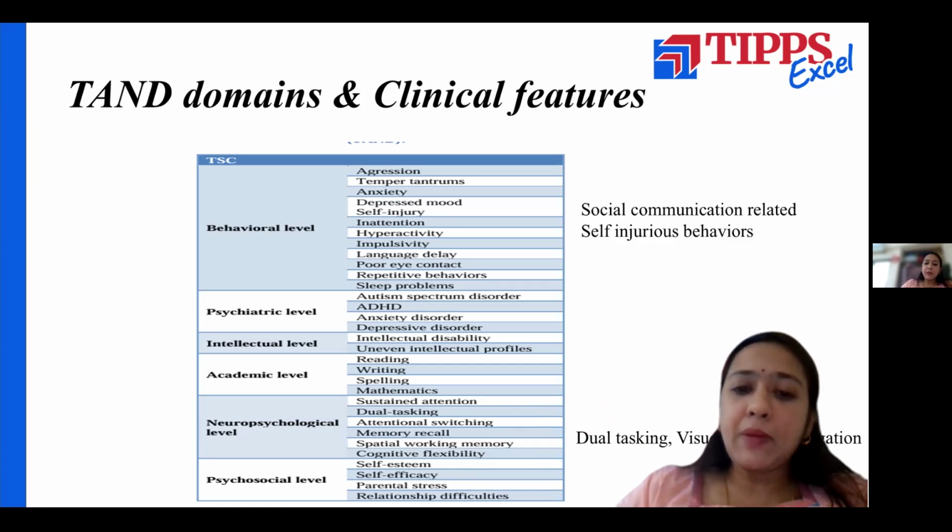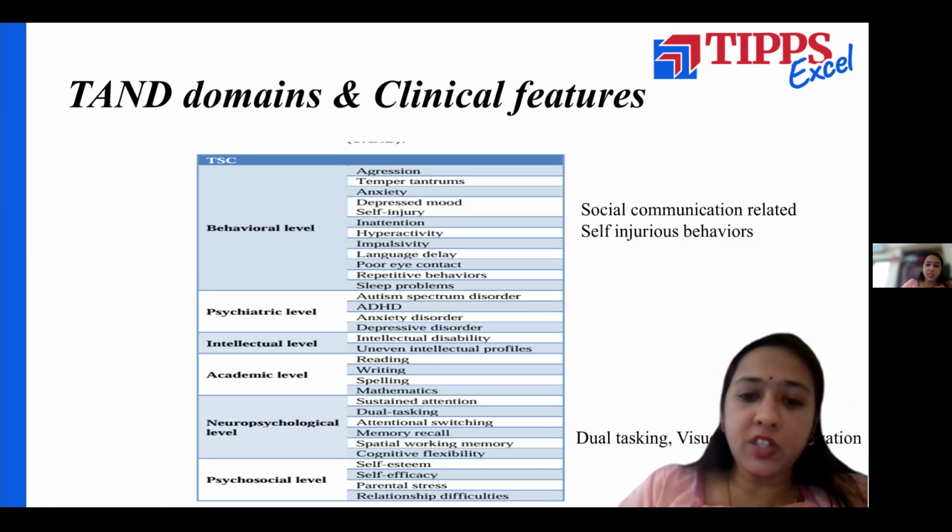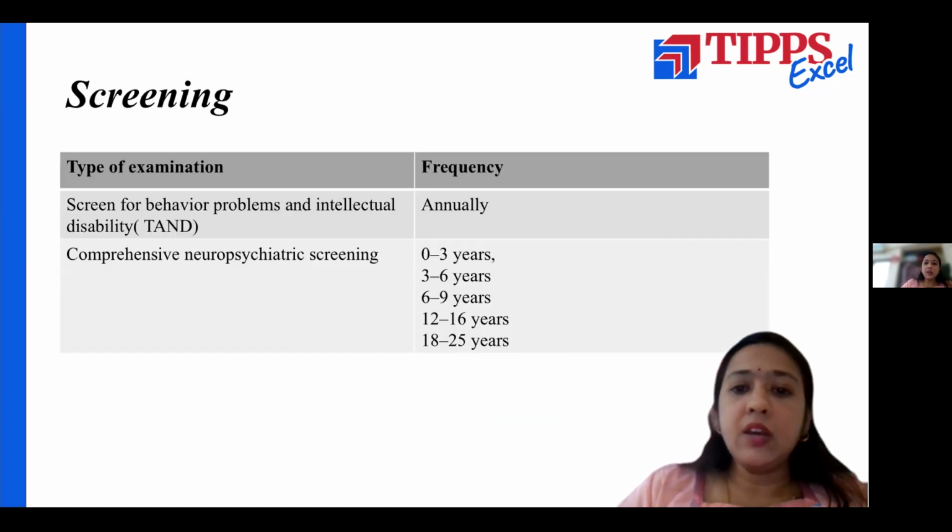Then at the academic level, whether the child is going to school, whether the child is having problems with reading, writing, mathematics. And under neuropsychological level, we have to target the symptoms, like whether the child has difficulty in sustaining attention, whether it is able to do proper dual tasking, or spatial working memory is intact or not, and what is the psychosocial level of the child as well as the family, whether the child is having self-esteem concerns, low mood, or any parental conflict because of the child. All these things need to be considered.